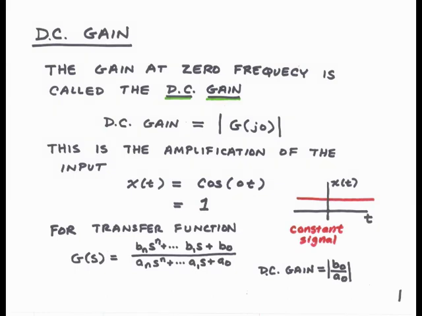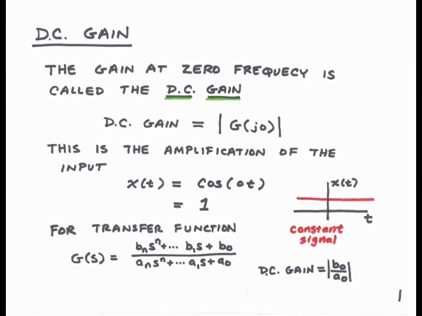This presentation will be very short. We're going to examine DC gain. The DC gain is the gain of a transfer function at zero frequency. That is, we set s equal to 0. So the DC gain is the magnitude of the transfer function evaluated at 0. And I've written it here as the DC gain is the absolute value of G of j0.